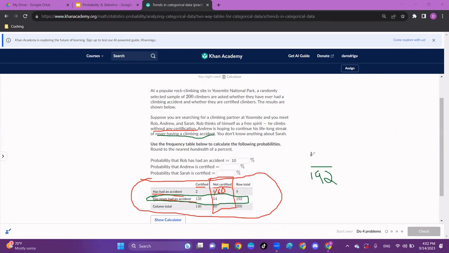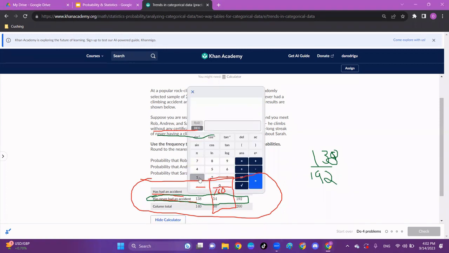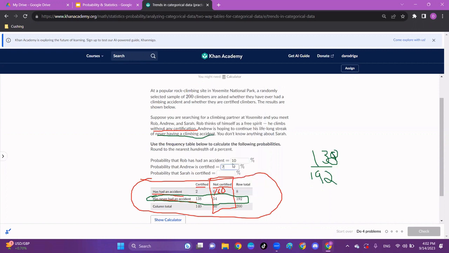Out of the 192, 54 are certified, or sorry, 138. My bad, I looked at the wrong number. So out of the 192 never accident people, 138 are certified. That means 138 over 192 is going to be our percent chance for this. So 138 divided by 192 gives me 71.88, if I'm rounding to the hundredth, 71.88%.